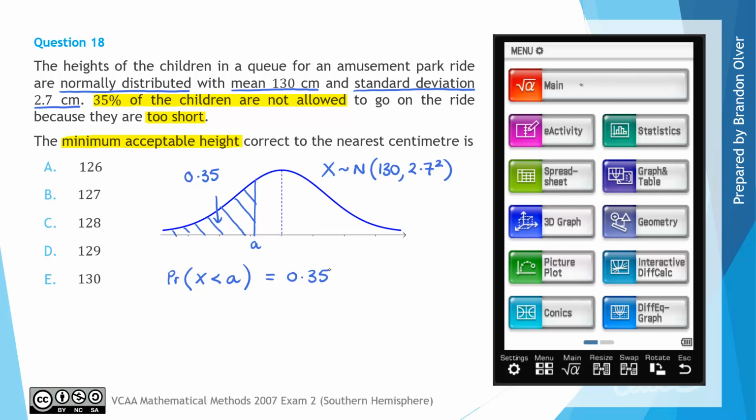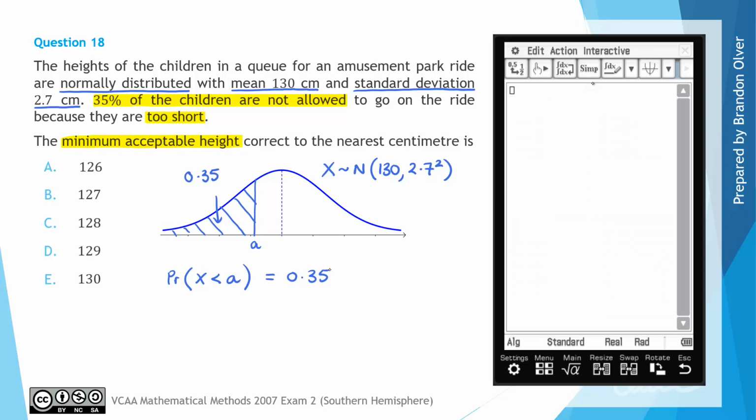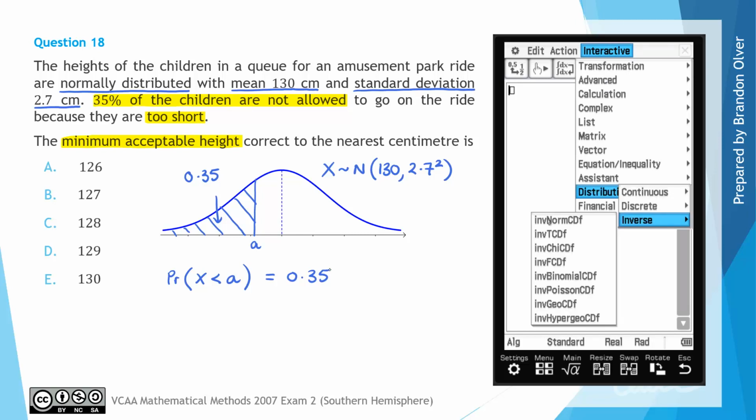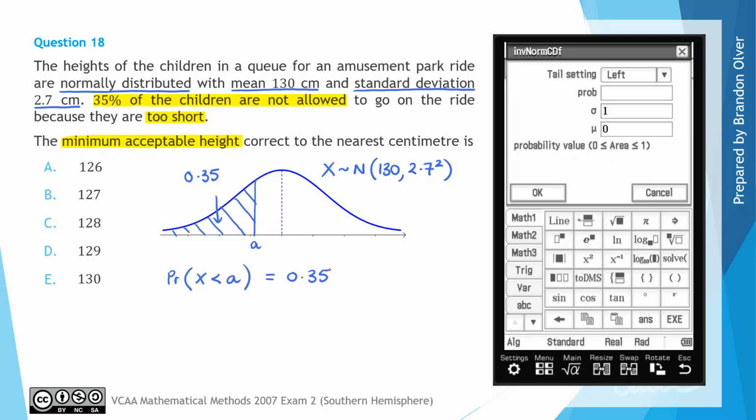On the CAS calculator, go into the main menu. Next, we can identify from the question that it's an x value that we really need to calculate for this, rather than a probability, because the probability is given. So that means if we go interactive distribution, we actually want to use an inverse distribution, and this time it's the inverse norm CDF, where being too short will be in the left tail, so the heights are smaller there, the x values are smaller in the left tail. We want the probability to be 0.35, and then we know that the standard deviation of this particular question was 2.7, and that the mean height was 130.